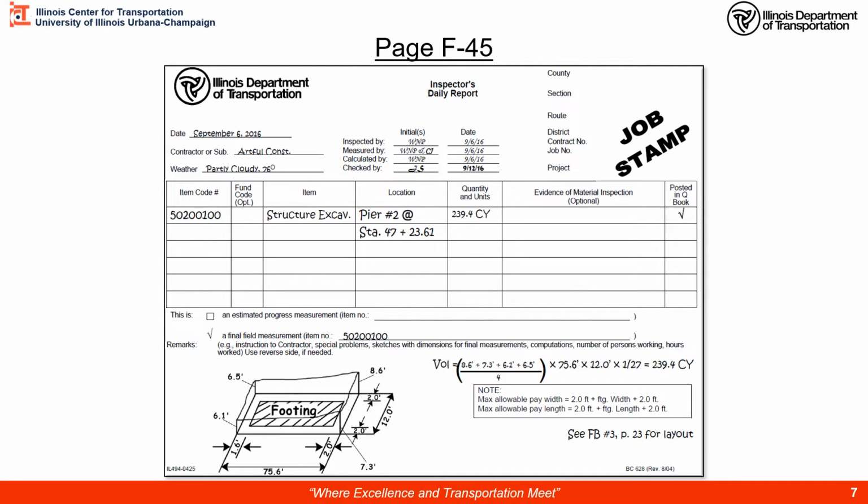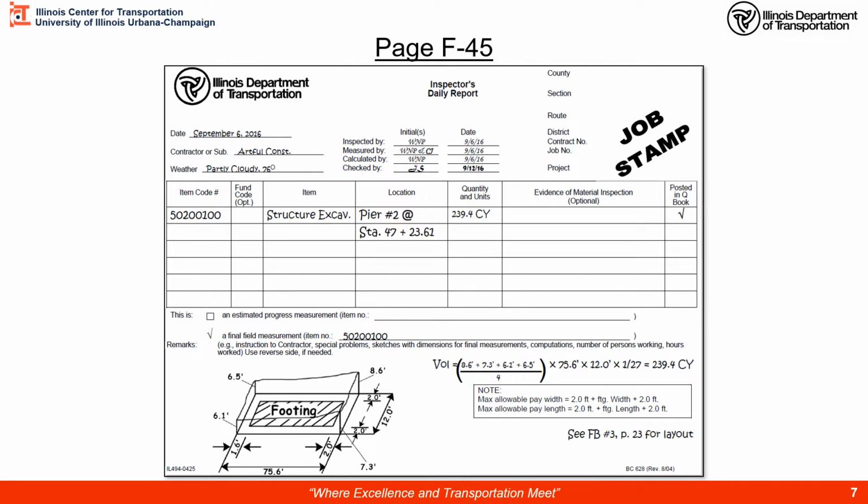Let's go to an example of an IDR for structure excavation, which is on page F45. Here we have our normal heading information and the work being done by various people here. We would have our job stamp. Under 502, which refers to structural excavation, we're at Pier 2, and we have a station on that. And how many cubic yards of earth excavation for this structure was conducted.